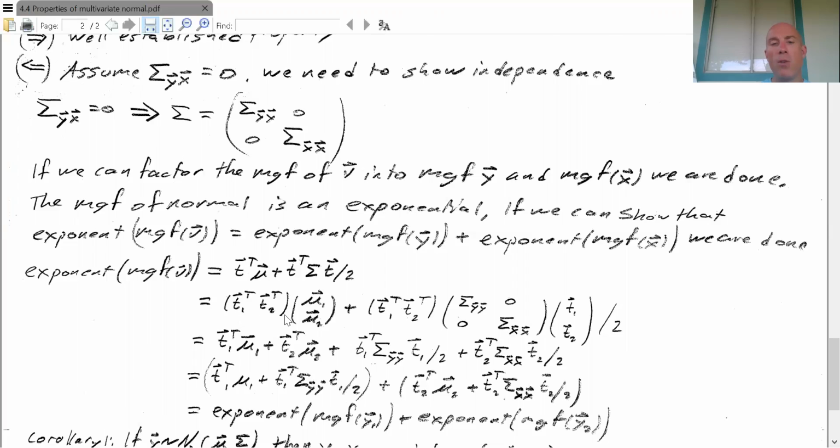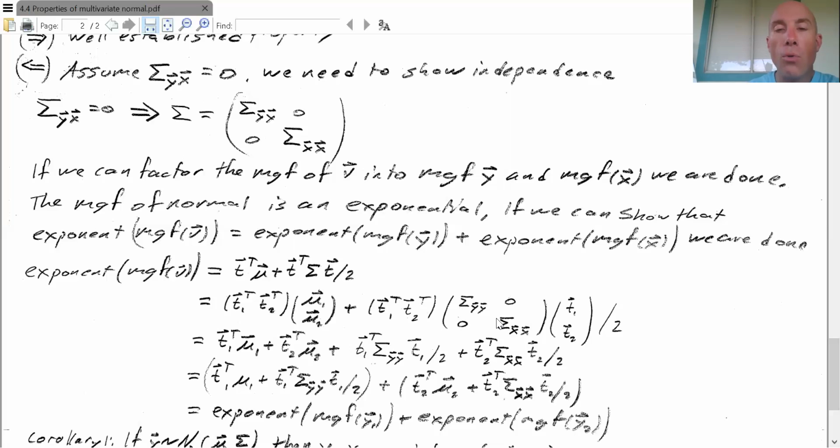So t1 transpose, t2 transpose, mu1, mu2, and we've got t1 transpose, t2 transpose. And here's my sigma, but notice I've got zeros because the covariance between X and Y is 0. And then t1, t2. Now let's actually do the matrix multiplication. I'm going to multiply these 3 items. When I do this, you'll see that I have t1 and mu1, t2 and mu2. Nothing special so far. Now, when I do the multiplication here, notice that with these zeros, the multiplication is going to be relatively simple and light to do.